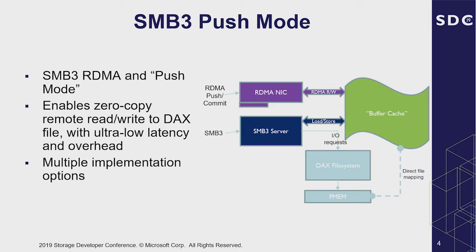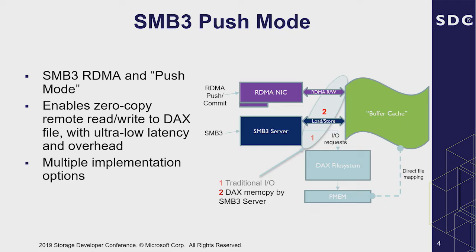There are multiple implementation options, however, for SMB3 push mode, and this is what's been talked about in the past. The first option is traditional I/O, regular old SMB3 reads and writes that happen to land in a DAX file, okay? It uses the I/O stack, this skinny line called I/O requests, right? That's the way we do it to a disk or a solid-state device. It's basically a bunch of IRPs in Windows that flow down.